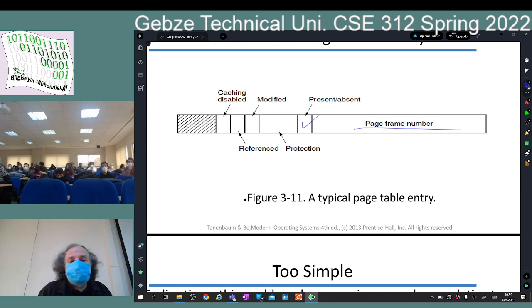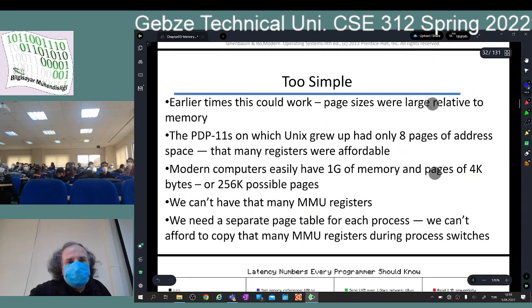So that's the basic idea of virtual memory and paging. It was invented, as always, in the 1960s, and even today we are using it as the main tool of our memory abstraction. Of course, things are not as simple as this.